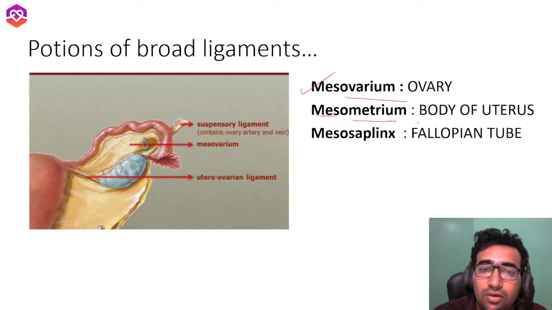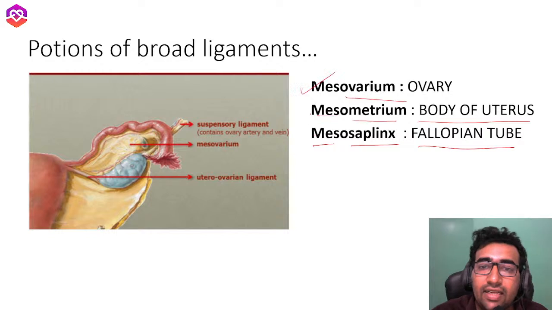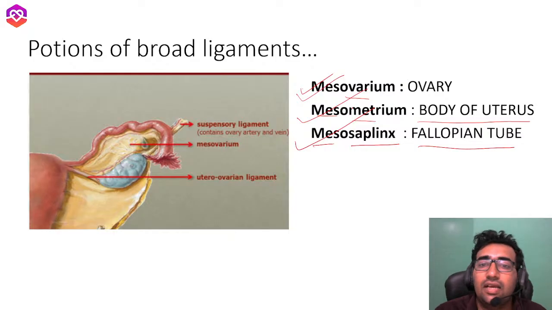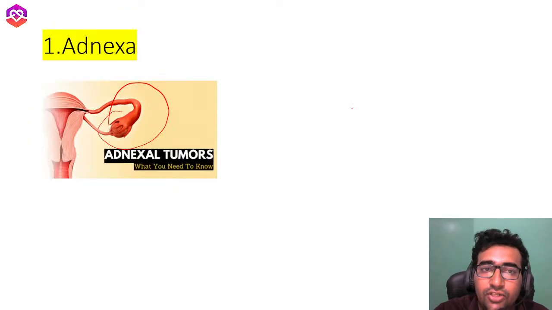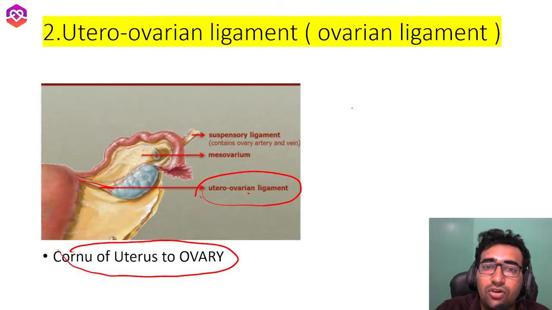Mesometrium: metrium is regarding the uterus, so it is the part of the broad ligament where the body of the uterus is located. Mesosalpinx means the part of the broad ligament where the fallopian tube is. So you have three regions in the broad ligament: mesovarium, the ovary; mesometrium, the uterus; mesosalpinx, the fallopian tube. So this is about the broad ligament. What are the things I told you? The adnexal tumor, I told you, is ovary and fallopian tube. And the utero-ovarian ligament is between the cornu of the uterus and the ovary.